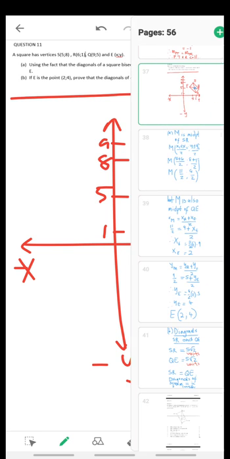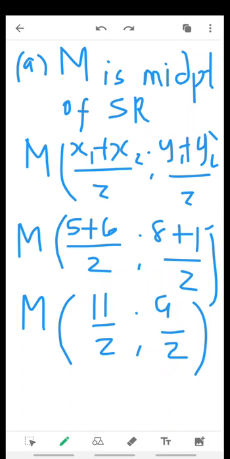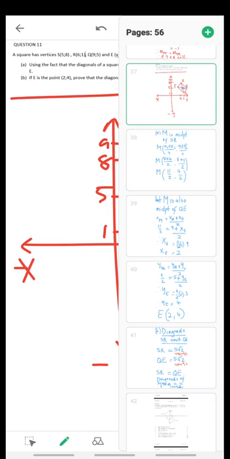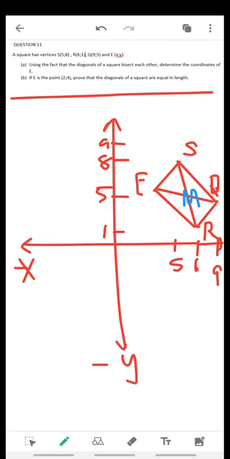Okay, so what have I done? Let us look at what I've done. I've said M is the midpoint of SR. They didn't give you M here, but I've used my small diagram. I've drawn my small square there, and then I said let M be the midpoint.